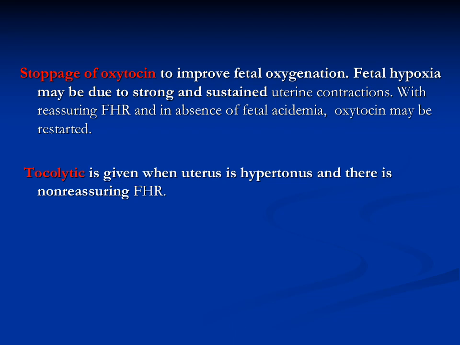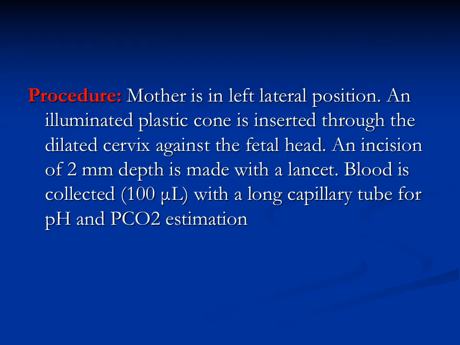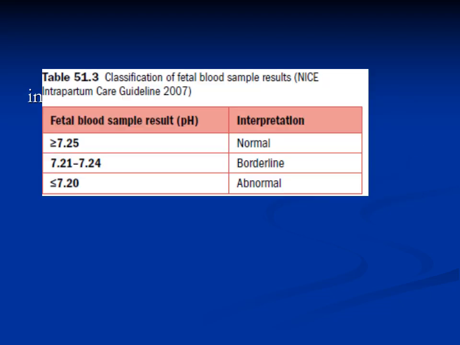Tocolytics are given if the uterus is hypertonic and there is non-reassuring fetal heart rate. Fetal blood sampling: you see here, we take a blood sample to measure the pH. The mother is in left lateral position, an illuminated plastic cone is inserted through the dilated cervix against the fetal head. An incision 2 mm depth is made with a lancet. Blood is collected, 100 microliters, with a long capillary tube for pH and PCO2 estimation.